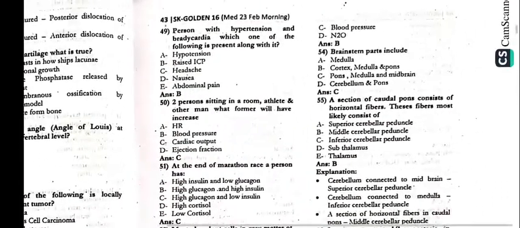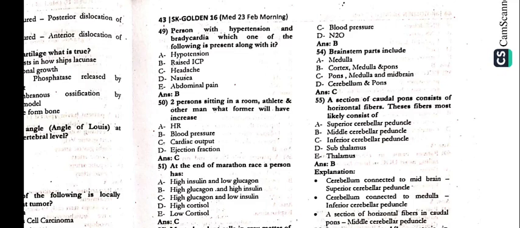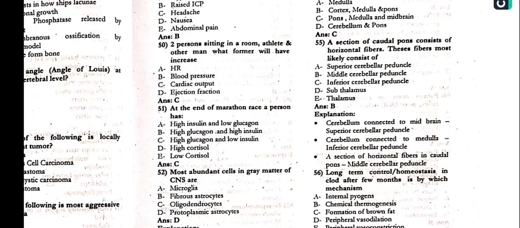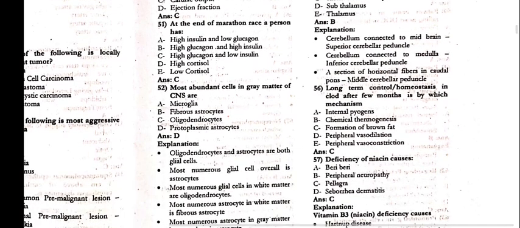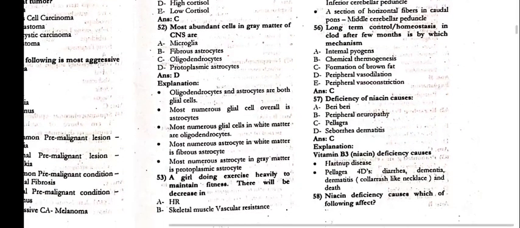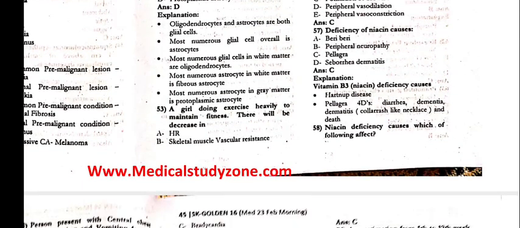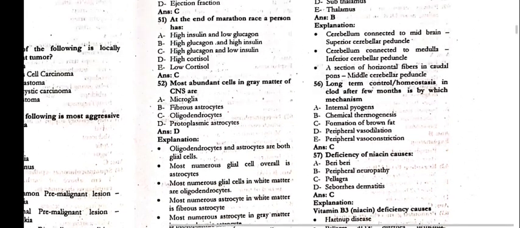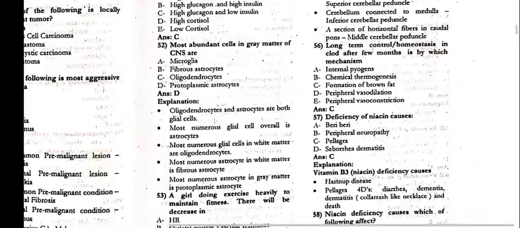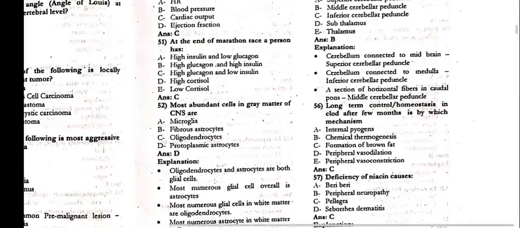Next, 49, the person with hypertension and bradycardia, which of the following is present along with it? Raised ICP. 50, the two persons sitting, a room athlete and another man, who will have an increase in the cardiac output? 51, at the end of the marathon race, a person has high glucagon and low insulin. 52, the most abundant cells in the gray matter of the CNS are protoplasmic astrocytes. 53, a girl doing exercise heavily to maintain fitness, there will be decrease in the skeletal muscle vascular resistance.